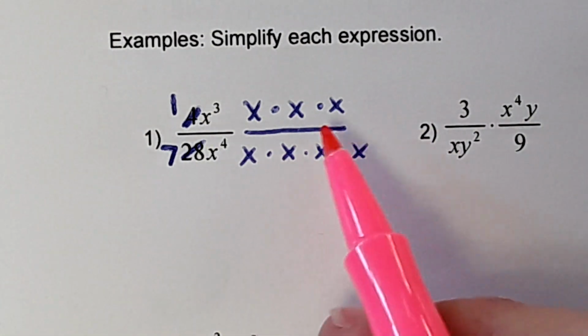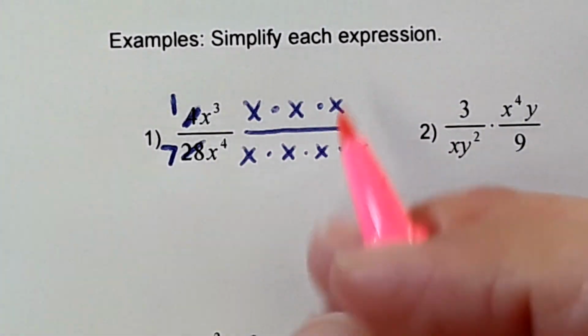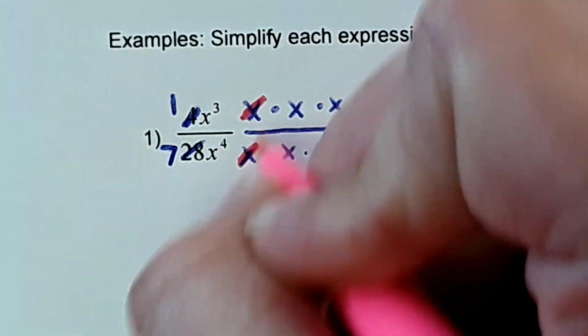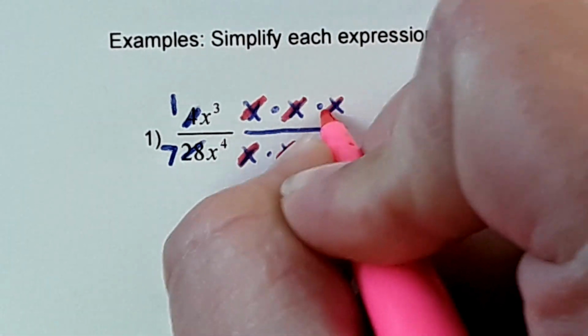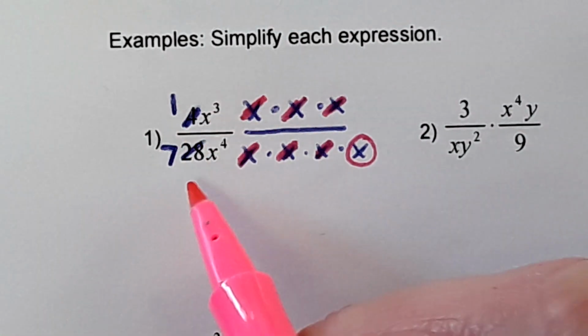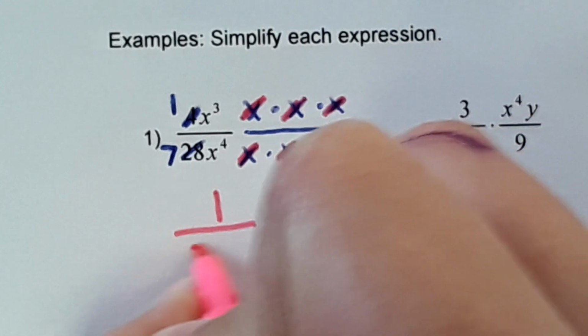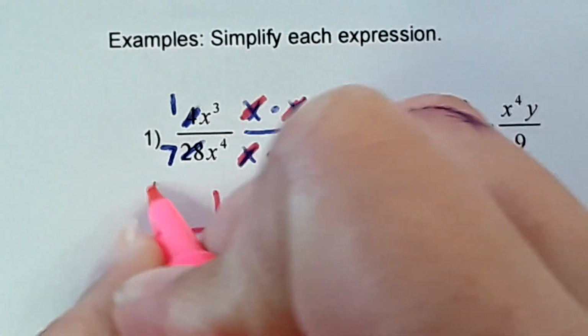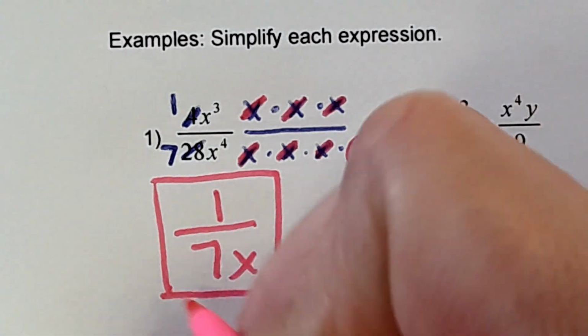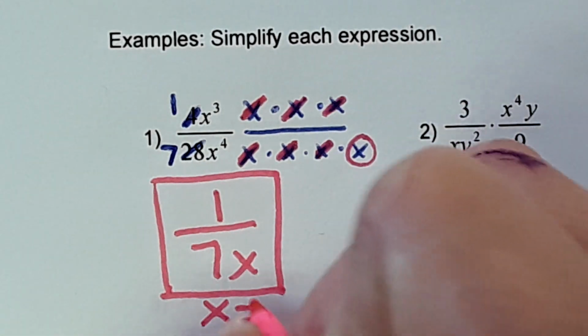Okay, so here's x to the 3rd power, x to the 4th. What happens is for every x you cancel out on the top, you can cancel it out on the bottom. So those cancel, these cancel, and we're left with 1 x on the bottom. So this here simplifies to 1 over 7x, and that is our answer. And then we need to state one more thing. The denominator can't be 0, so x cannot be 0.